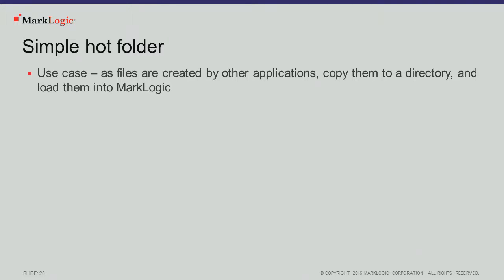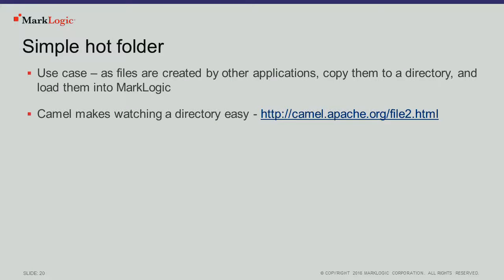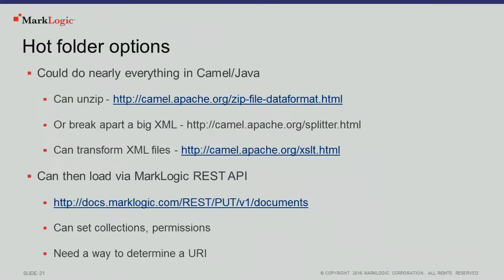All right, so we're going to get going with the first demo here. Again, simple hot folder. I think there's still a lot of integration that happens this way today, which is files show up and then they're ingested by another system. So in this case, imagine we've got applications writing files to some directory, and as soon as they show up, we just simply want to load them into MarkLogic. And Camel makes watching a directory easy. We have that file component, but how do we actually get the file into MarkLogic?